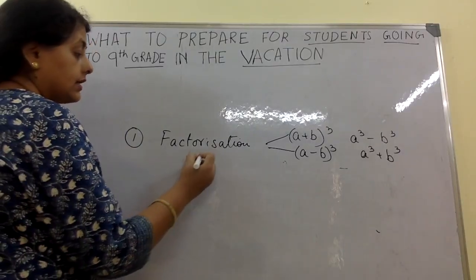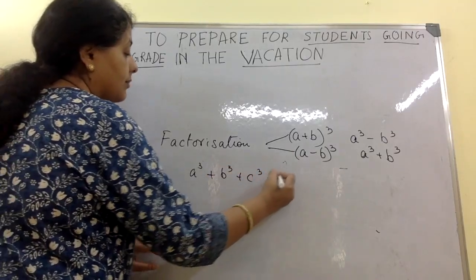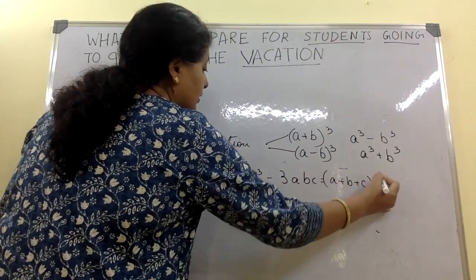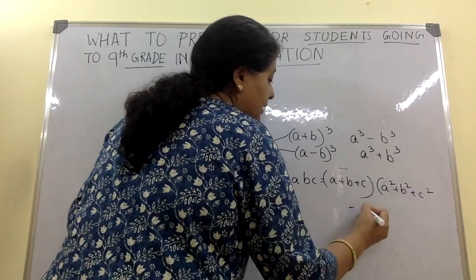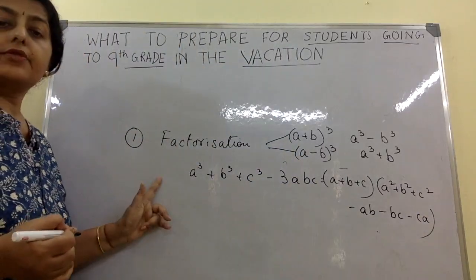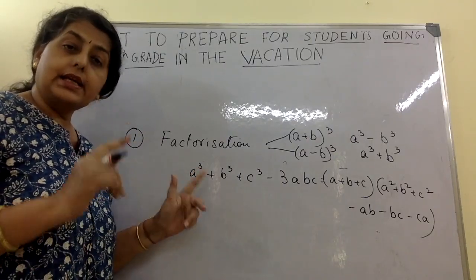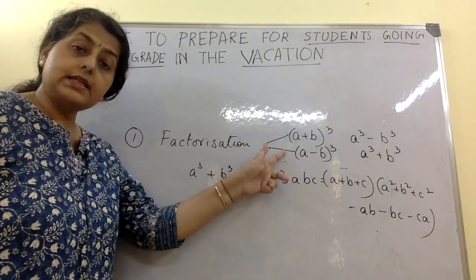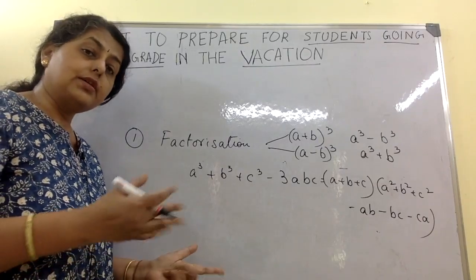So it is a cube plus b cube plus c cube minus 3abc equals (a plus b plus c) times (a square plus b square plus c square minus ab minus bc minus ca). This is the formula that they are going to teach you, and there are factorizations based on this in your portions this year in 9th standard. They also have expansions based on it. So see to it that you are learning both.